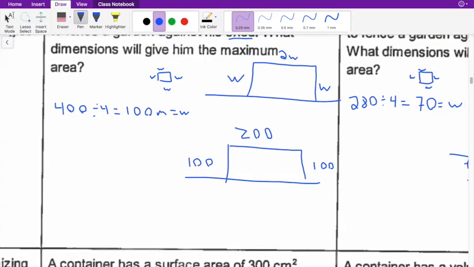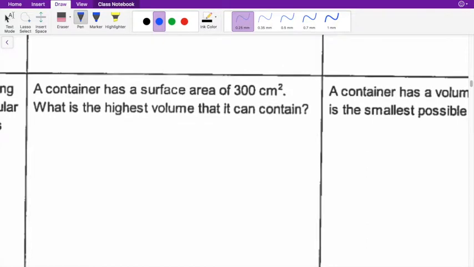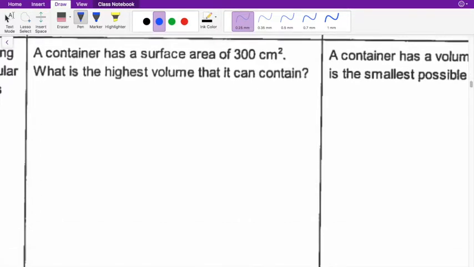Right, on to our last question. A container has a surface area of 300 centimeters squared. What's the highest volume that it can contain? So this is kind of combining optimization and now prisms. So if we think back, the optimal space, two-dimensional, was a square. So if we think three-dimensional, the optimal space will be a cube, right? So we're going to make a cube here.